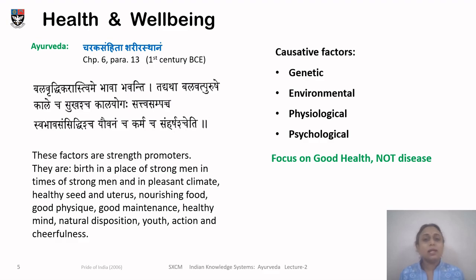It further outlines that the causative agents for health and well-being are genetic, they are environmental. The environment also affects our health. The physiological causes, that is the physical causes, the biochemistry that happens inside the body, and also psychological factors, that is mental health, mental well-being. So a complete picture of wellness is mentioned in all the ancient texts of Ayurveda.